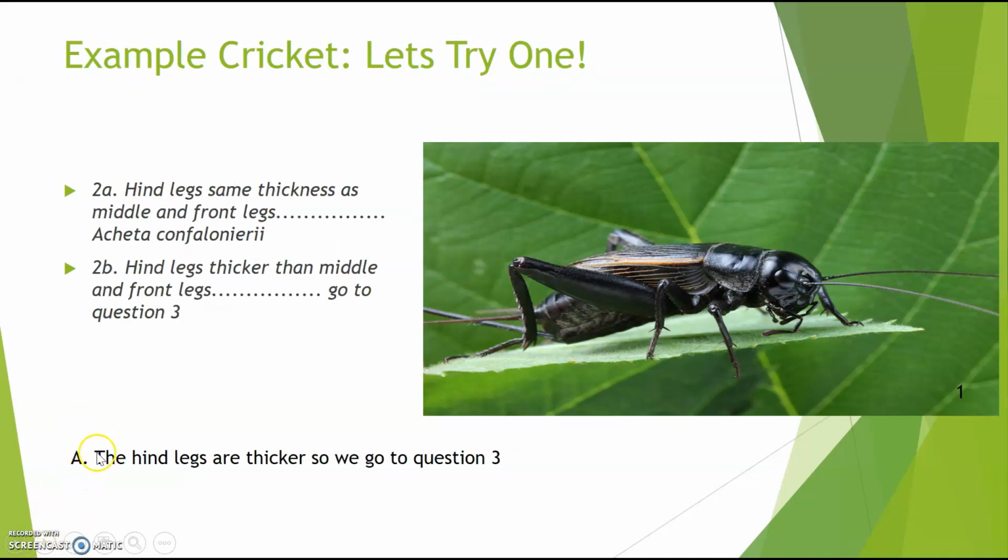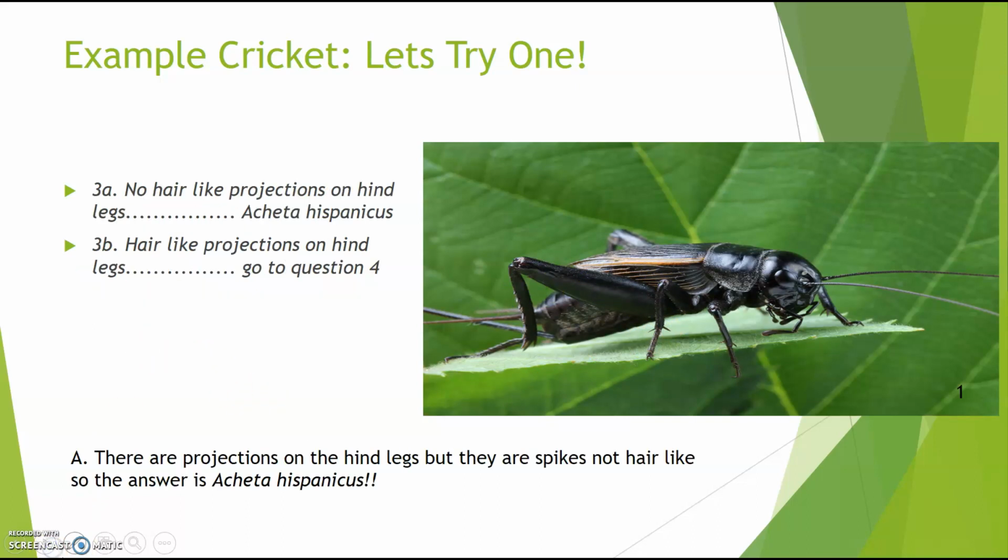Then we ask, are the hind legs the same thickness as the middle and front, or are they larger than the middle and front legs? As we look, we have a much larger hind leg, so we continue on to question 3.